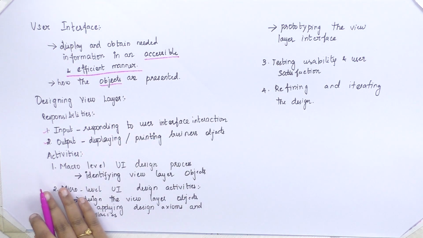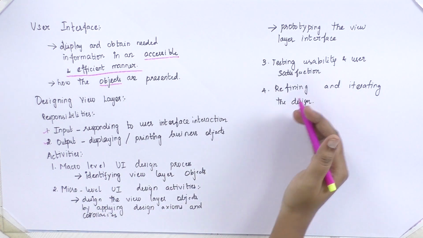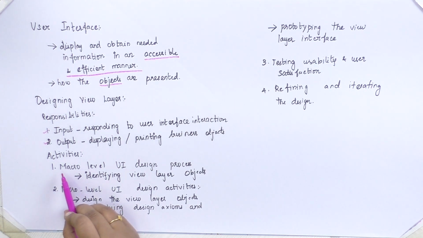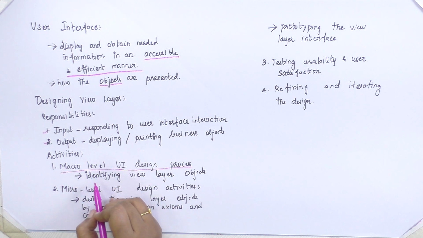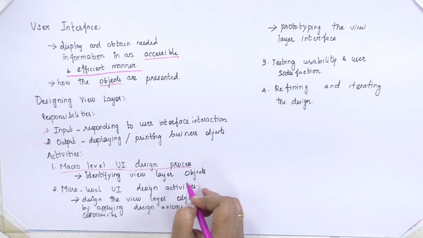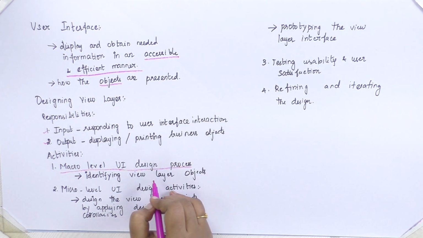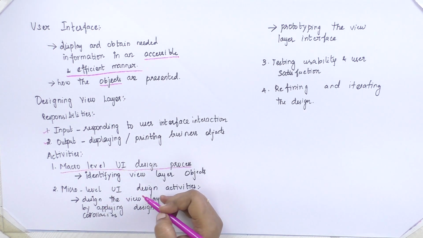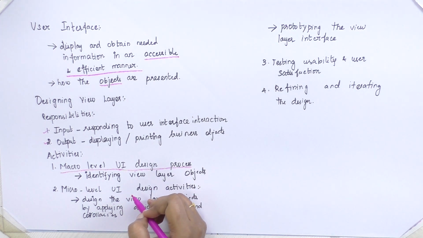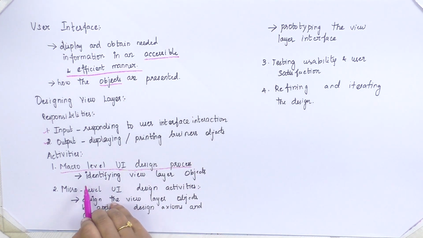And to design a view layer in an efficient manner, you have four steps. The first step is the macro level user interface design process. First you have to design the macro level things, that is, you have to identify the objects in the view layer. So here we have to identify the classes, and those classes should interact with the human actors. These classes can be analyzed by using the use cases. So first we have to identify the classes and the objects inside the classes. So the first step is identifying the view layer objects.